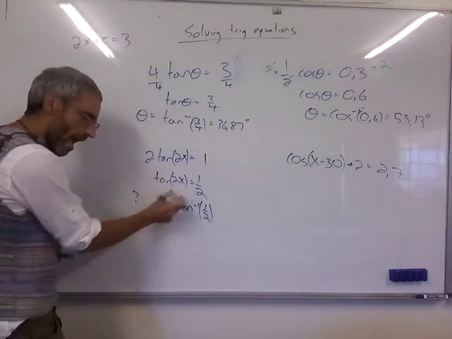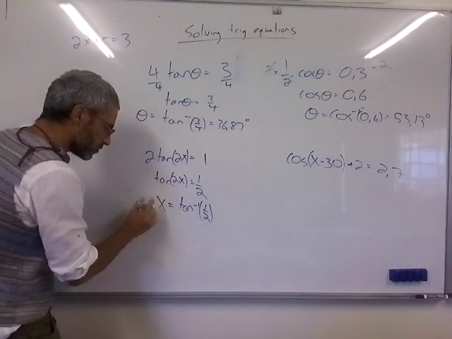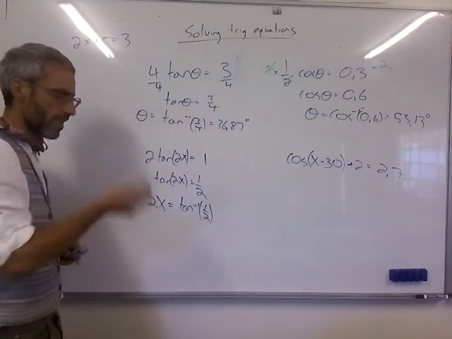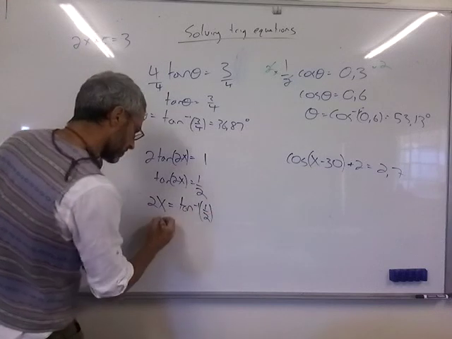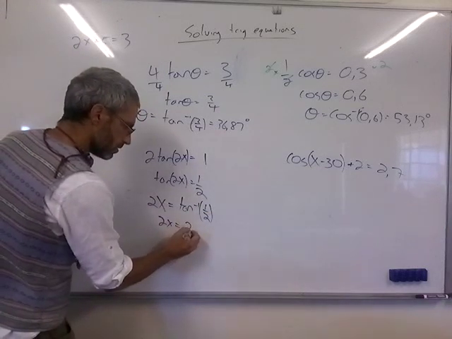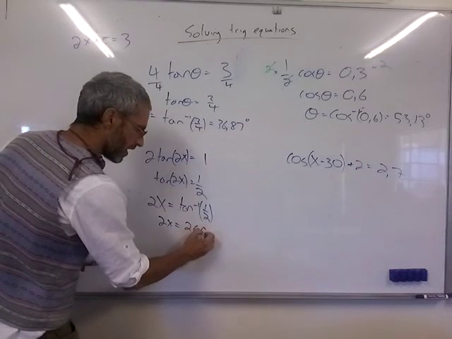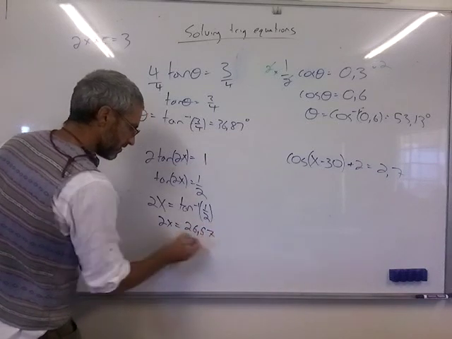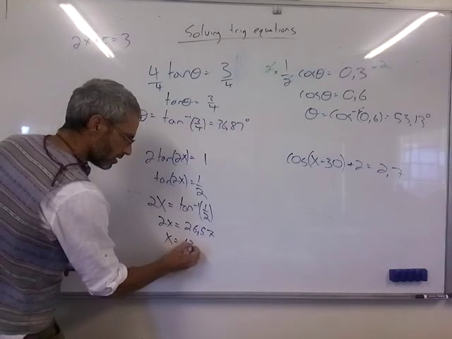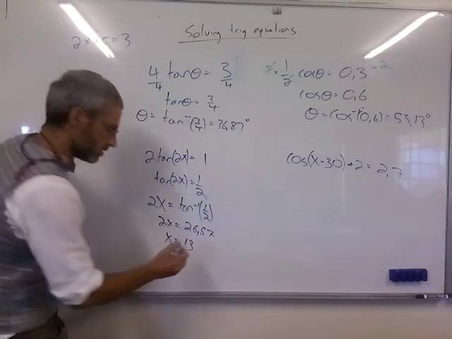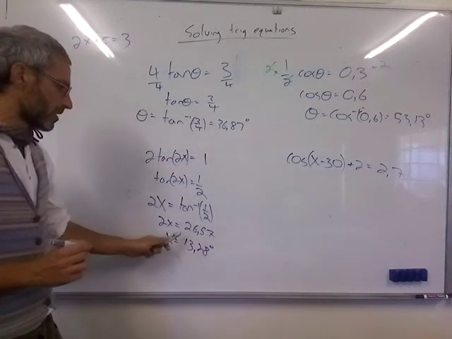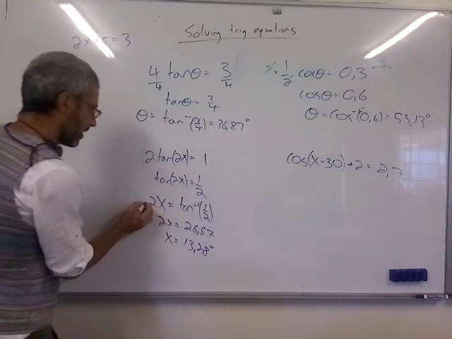So it's whatever you have in that tan that is going to be equal to the inverse tan. We take the 2 and divide by 2. But first of all, how much is 2x equal? 26.57. Then we divide it by 2. 13,25.